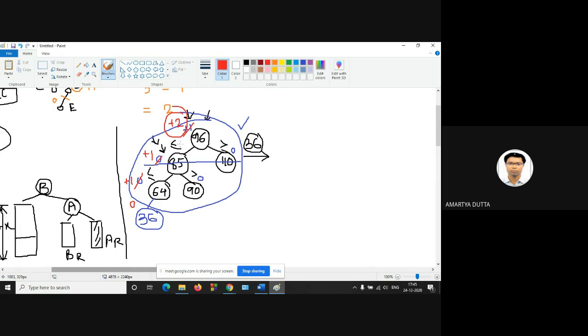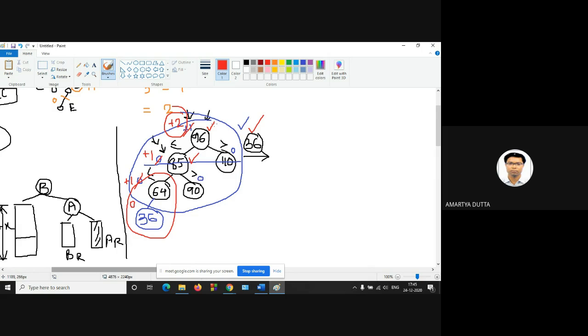So it is an LL rotation. Why LL rotation? Because your inserted node 36 is inserted at the left subtree of the left child. Left child is 85. Left subtree is 64. It is inserted at 64, that is the left subtree of 85, which is the left child of 96 where the rule is violated.